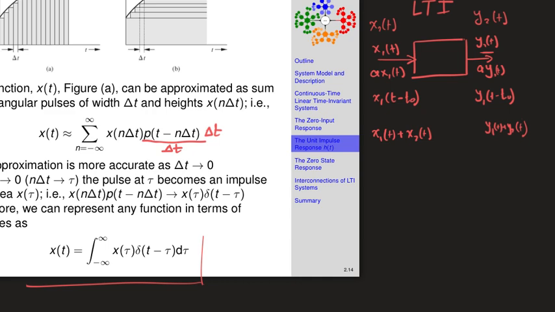Some summation of scaled and shifted deltas, then for a linear time invariant system, it's sufficient to know the output for a delta input, and then based on that, I can calculate the output for any general input. What do I mean by that? Let's go back to this LTI and think again.